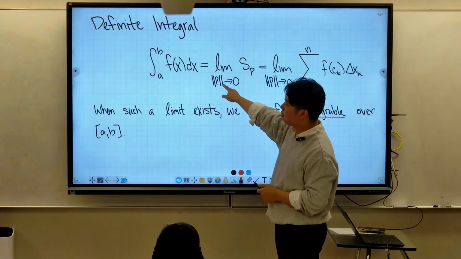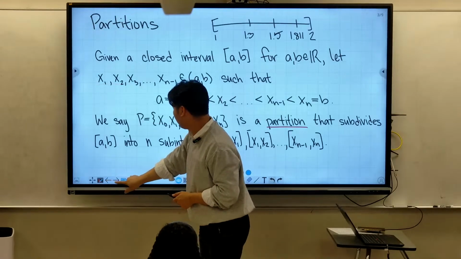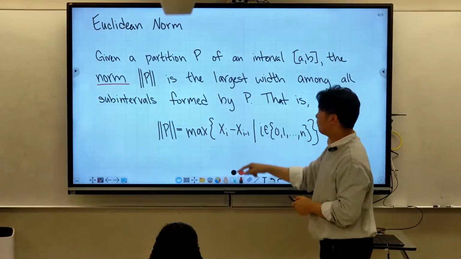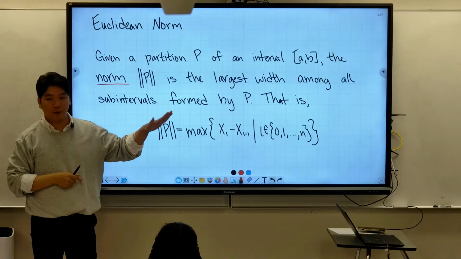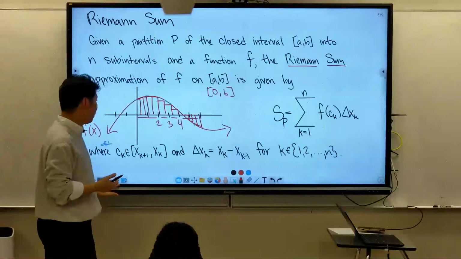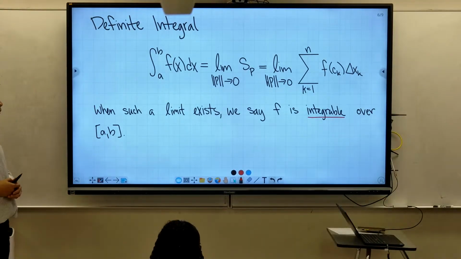This just means the norm of the partition. This was from this right here. Again, don't worry about all the fancy stuff. It's just the background so that we know what the formal definition is. We're not actually going to be using this notation, but it's necessary for the background about where it came from. So this is our definite integral. And when such a limit exists, we actually say that my function is integrable. That is, I can find the integral or the antiderivative.